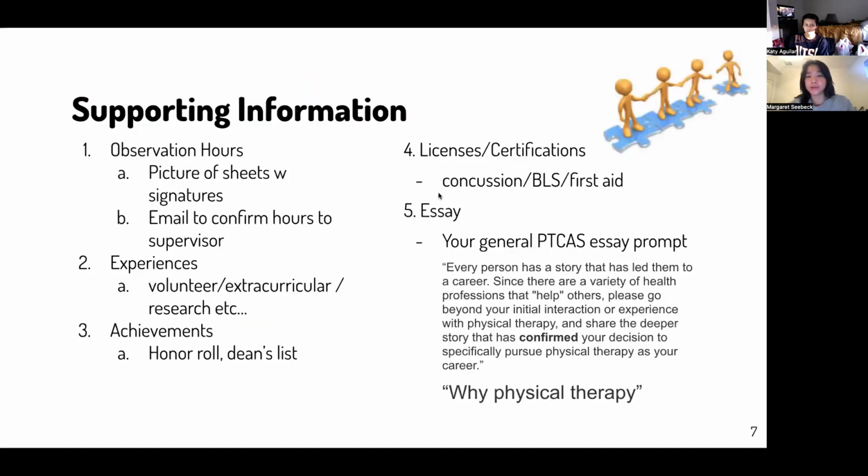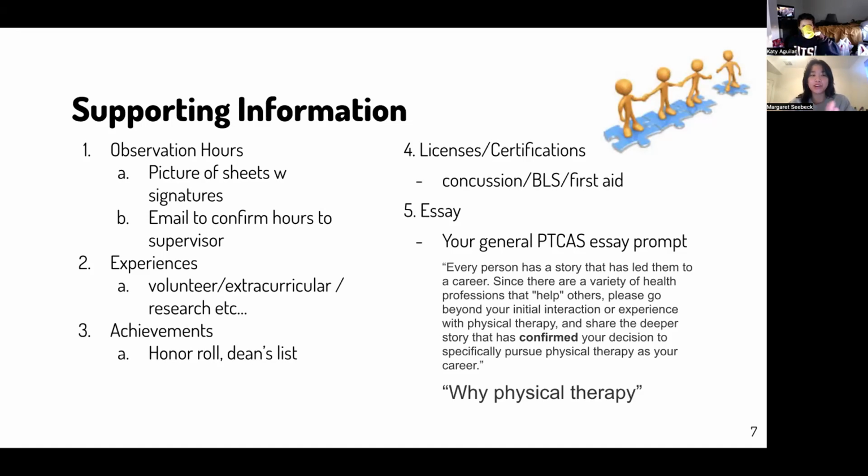Okay, so supporting information. This is where you're going to put all the glitter, all the gold, all the decorations on your PTCAS application. This is going to be your observation hours, your experiences, your achievements, any licenses or certifications. And then this is also where you're going to submit your essay.